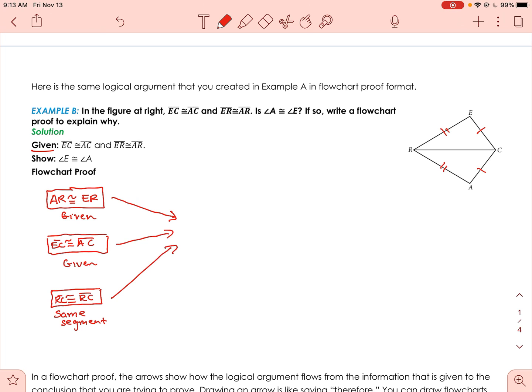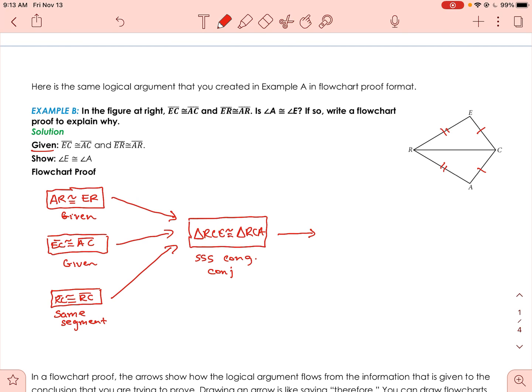And that thing that they lead to is the statement that we can say, because we know these three things, that triangle RCE is congruent to triangle RCA. And why can we say that? We can say that because of the side-side-side congruence conjecture.